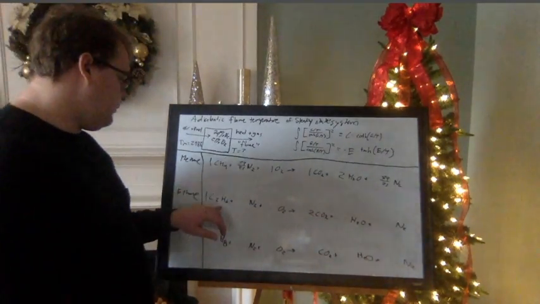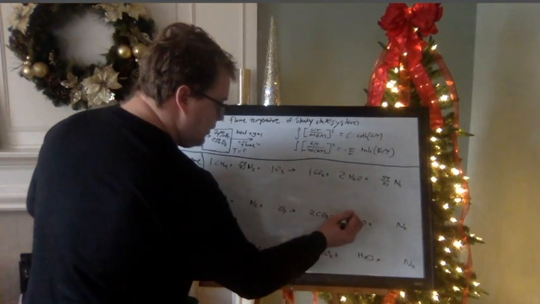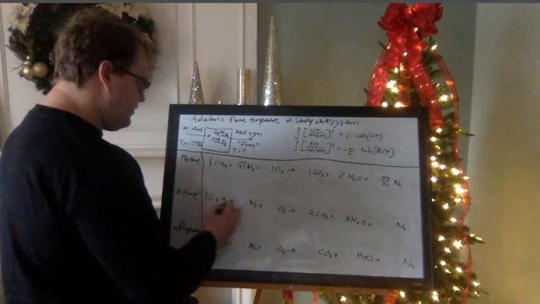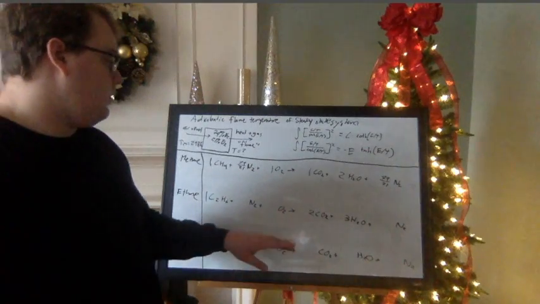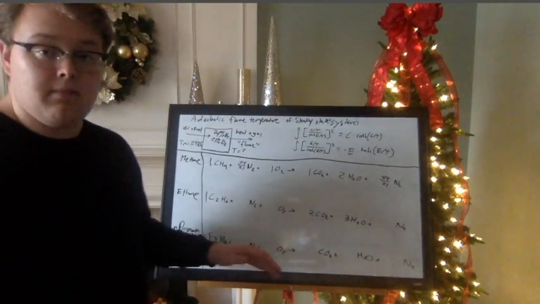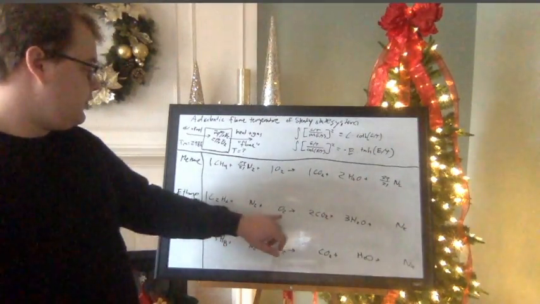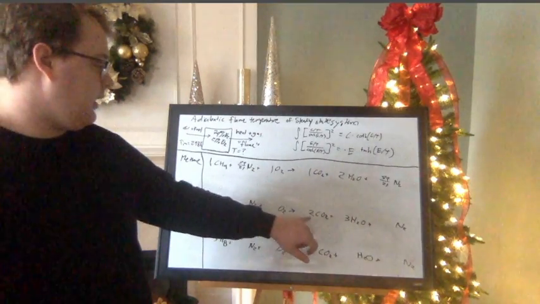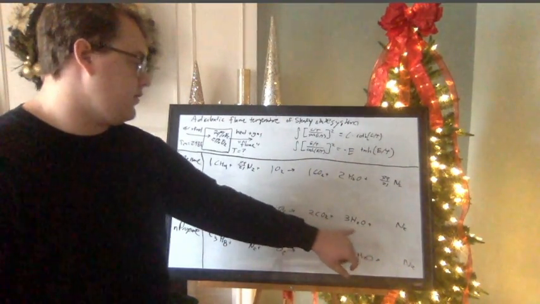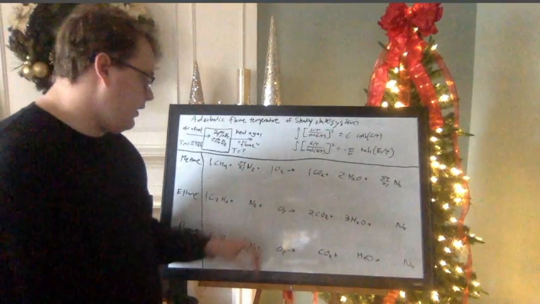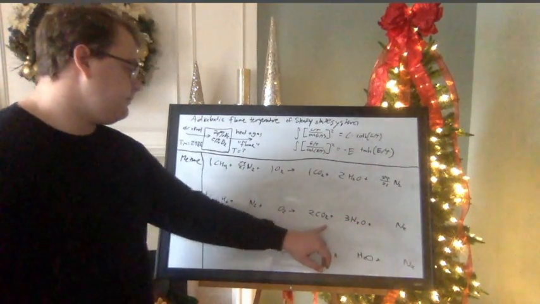So what I'm going to want to do is multiply that by 3. So I have 6 hydrogens here and 6 hydrogens there. But now my oxygens are quite unbalanced. So I have 2 oxygens over here, and I have 4 plus 3, so 7 oxygens over here. So I have 2 here, 7 here.